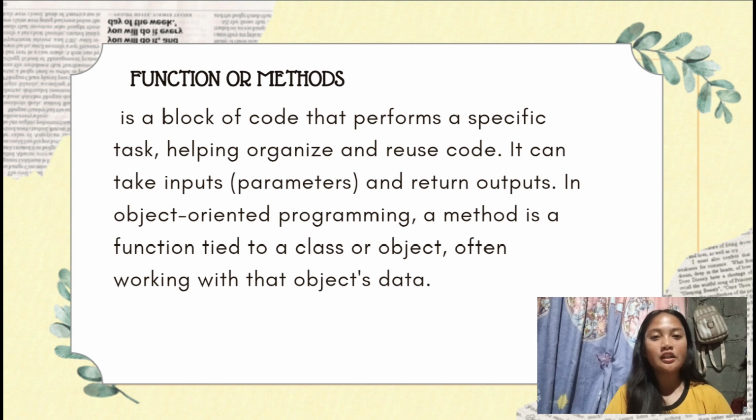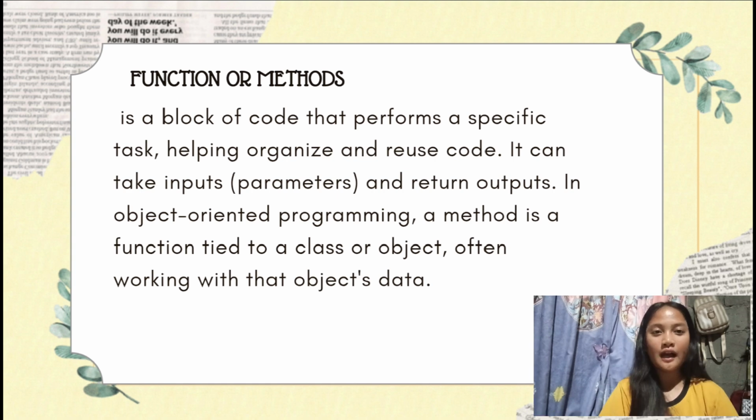Functions promote reusability by enabling you to call them multiple times throughout the program without rewriting the same code. A method is a specific type of function that is associated with an object or class. It typically operates on the data contained within an object, known as instance variables, and can modify or return data related to that object. For example, in a class that models a calculator, a method might perform an addition operation on two numbers stored in the object.